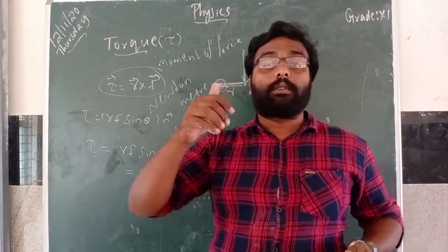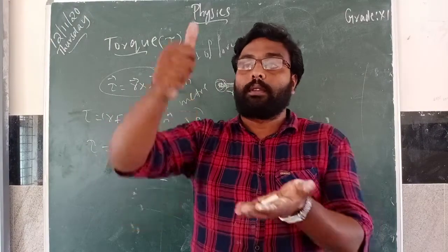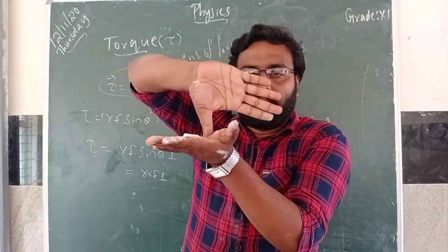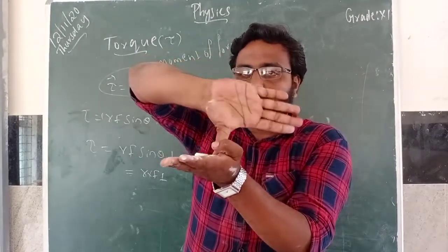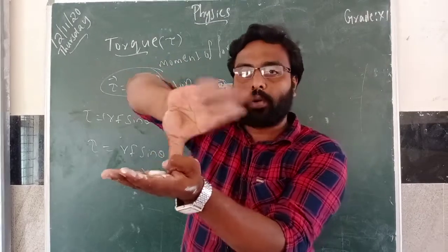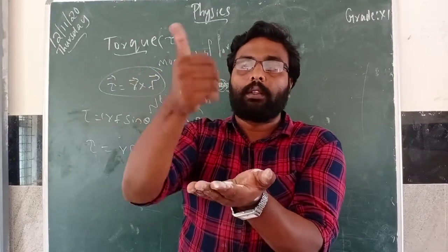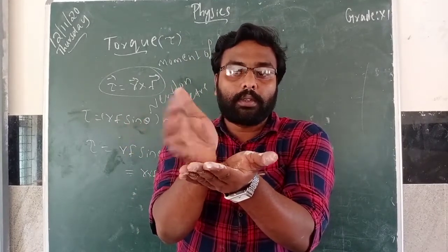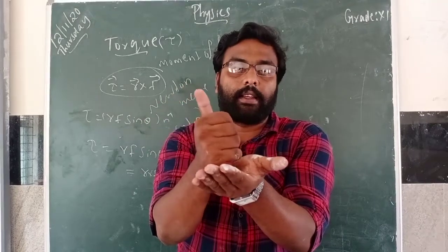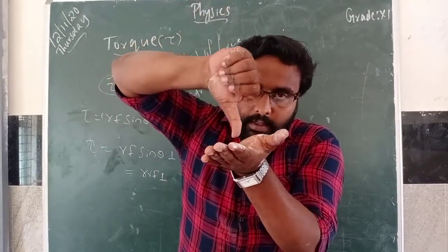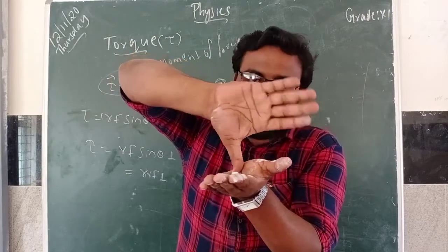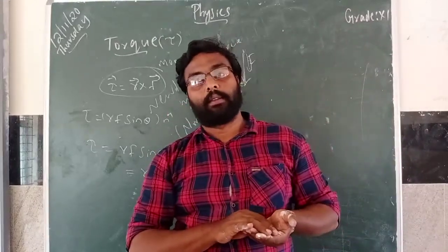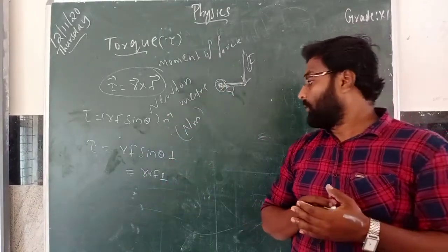Now suppose you are applying this torque into the paper, the direction of torque is into the paper, then you see the direction of force is clockwise. This is clockwise, this is anti-clockwise. So if the direction of torque is out of the paper, then the direction of the force is anti-clockwise. If the direction of the torque is into the paper, then the direction of the force is in clockwise direction. This is how you can find out the direction of torque.